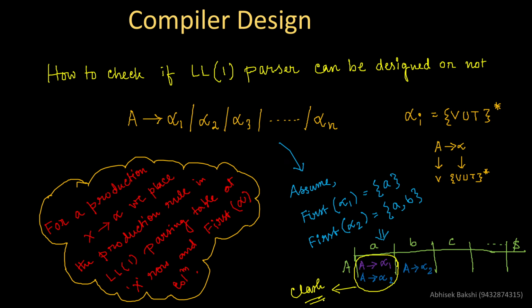Now, not a shortcut method, but what is the observation we can find here? We have seen that if you do an intersection of the set first of alpha 1 and first of alpha 2, it is not null. I have a common element, that's why it is not null. And if it is not null, then the parser design is not possible.